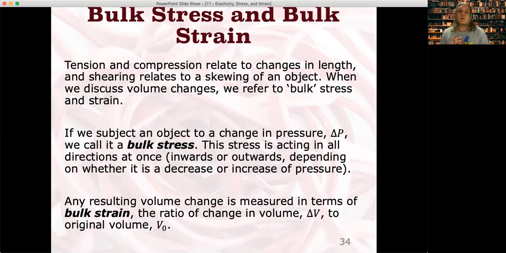So just like we saw with strain originally, which was a change in length over length, the fractional change in length, here we have the fractional change in volume, delta V over V naught.